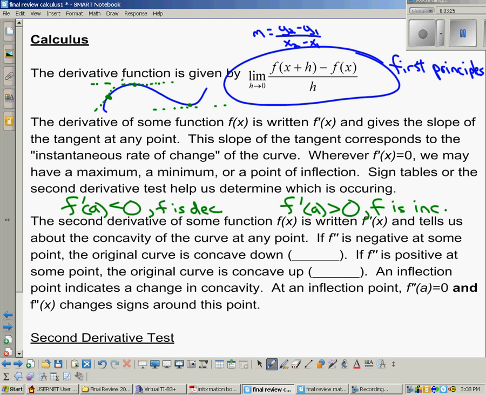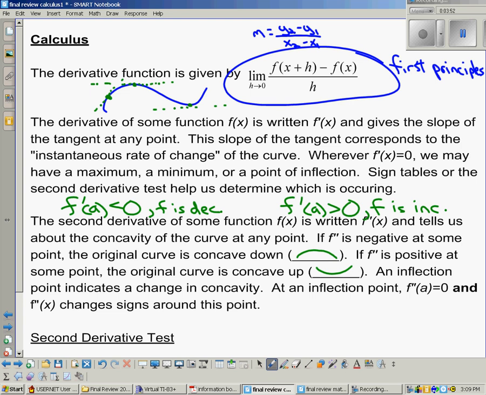The second derivative of some function is written f double prime and tells us about the concavity of the curve at any point. If f double prime is negative at some point, the original curve is concave down. And I like to think of that as a spoon facing downwards. If f double prime is positive at some point, the original curve is concave up. An inflection point indicates a change in concavity.